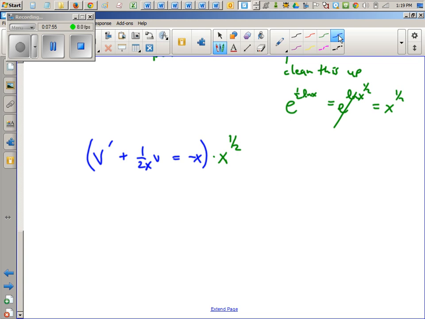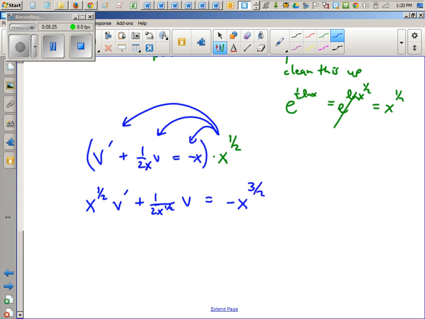So this is now x to the 1/2 v prime plus 1 over 2x times x to the half. Make sure you multiply each of these three terms. 1 over 2x to the half v, there we go, equals negative x to the 3/2. So I multiplied each of these by rad x. That became rad x v prime. This becomes 1 over 2 rad x v, and then this is minus x to the 3/2.